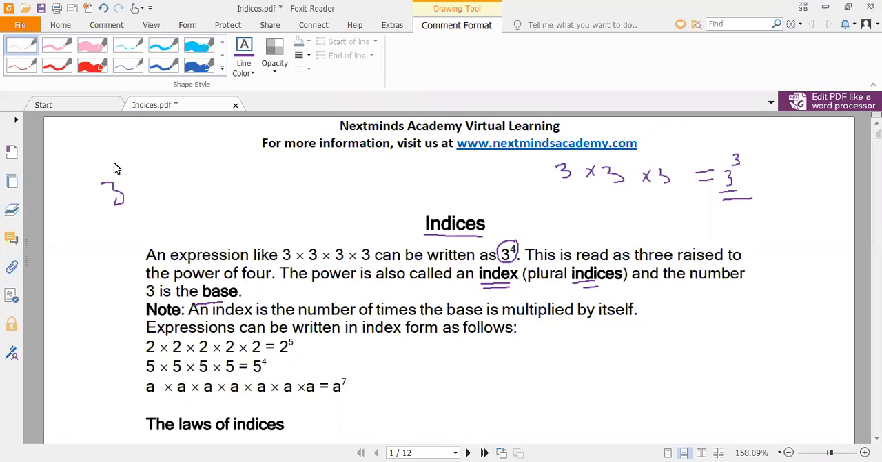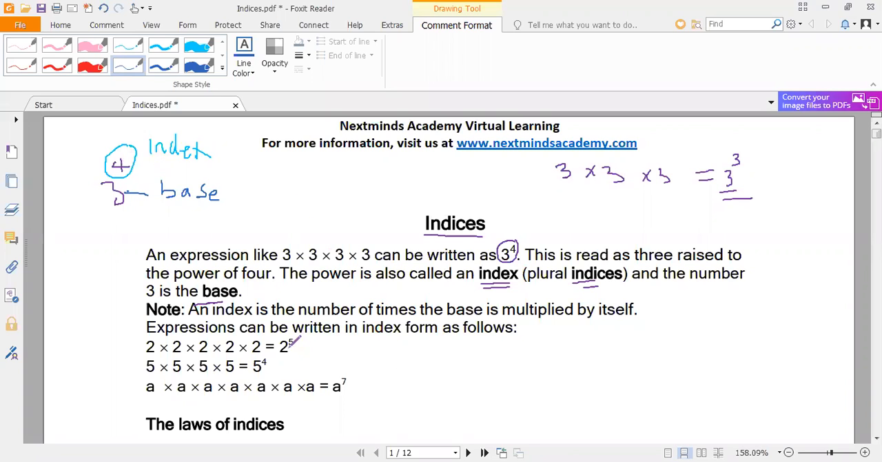So if we have 3 to the power 4, this 4 is what we call an index, and the 3 here is what we call the base. Basically, an index is the number of times we multiply the base. In this case, it means that we multiply 3 four times.